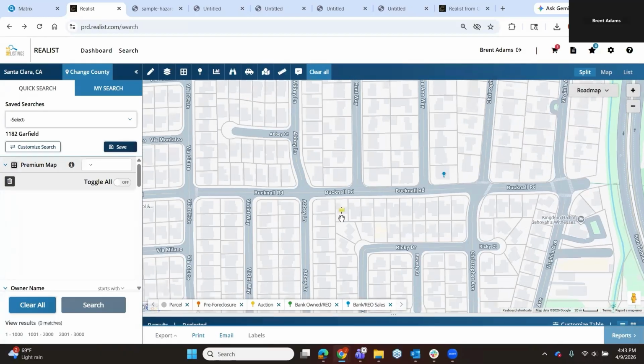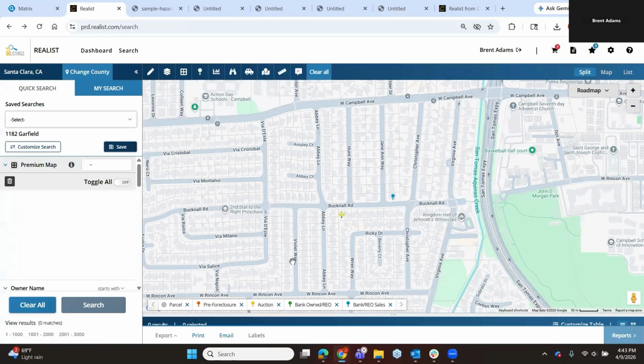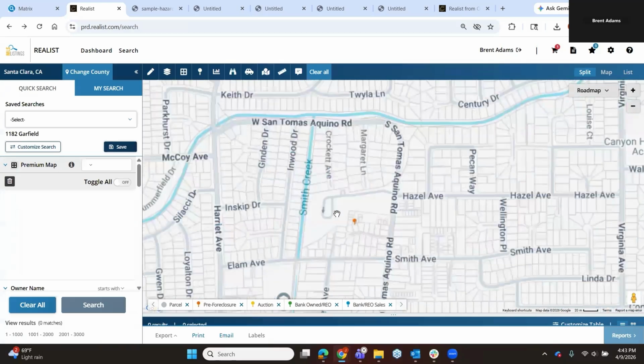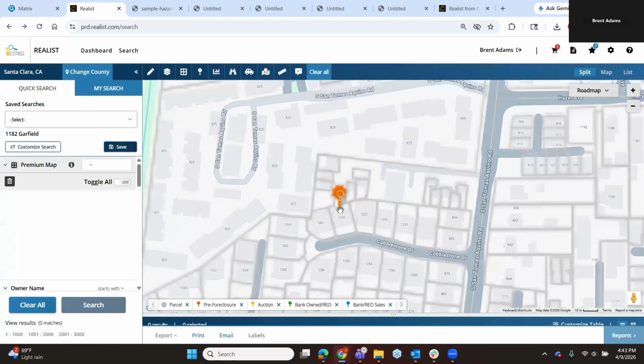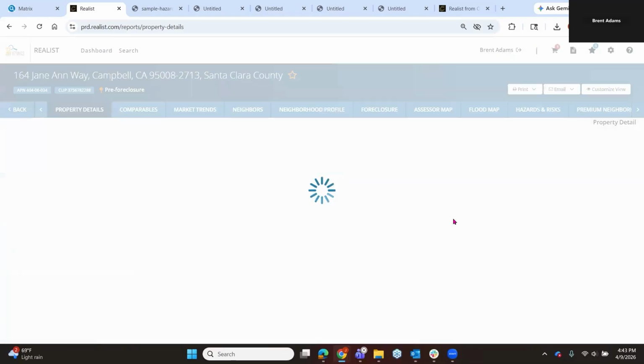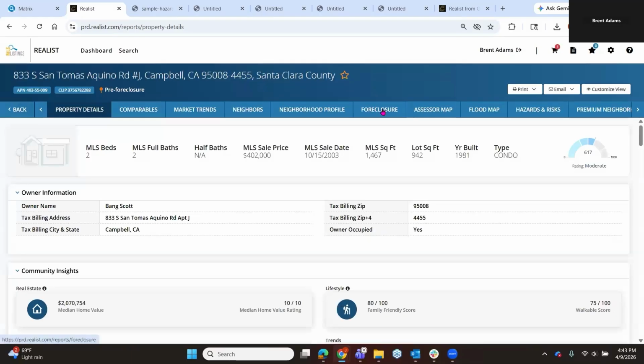Here's another one here that's scheduled to go to auction in the near future. I wanted to find a few others first. Let's see. Here's one in pre-foreclosure. Let me see if I can get into the report for this particular one. I'll open up the report on this one, and you see we've got a foreclosure tab.